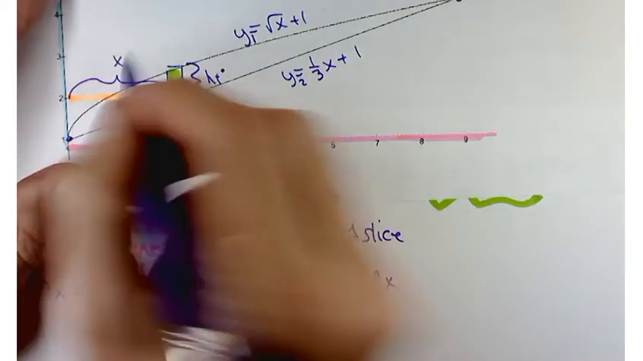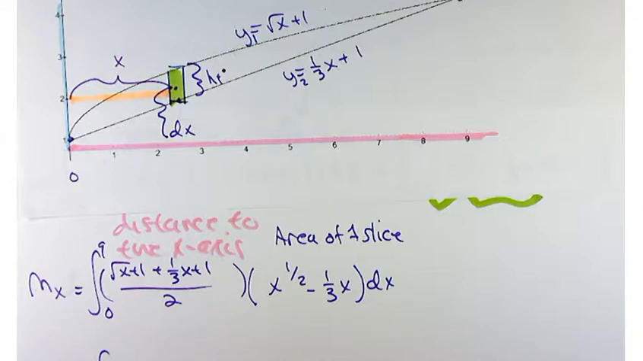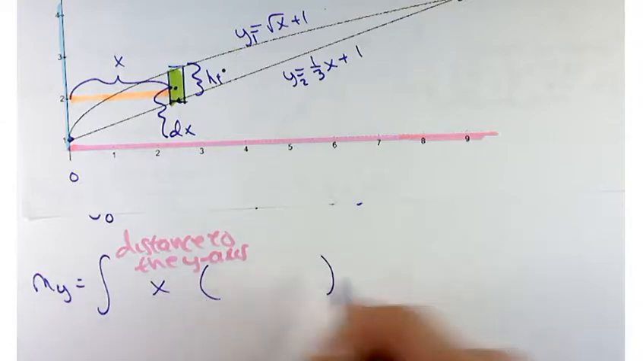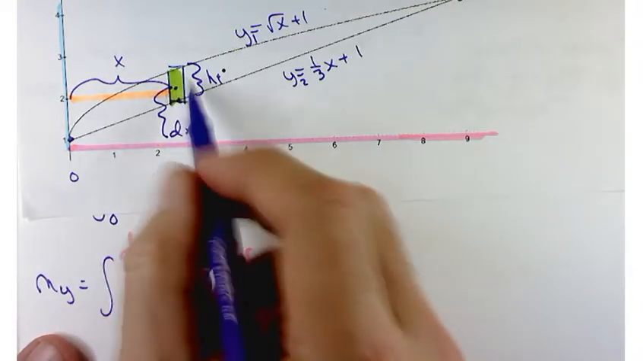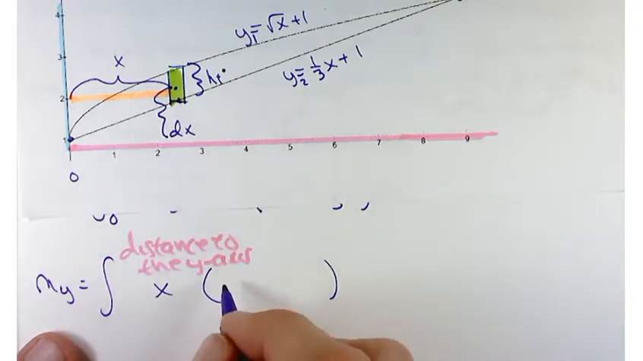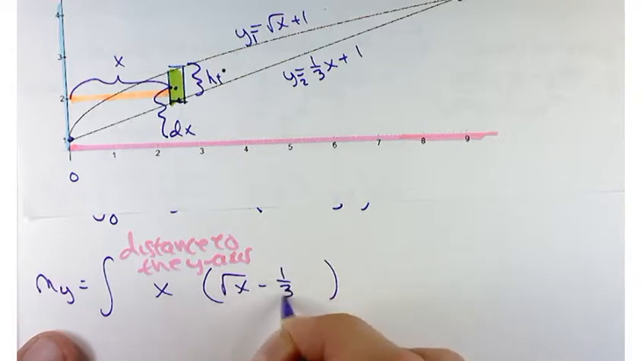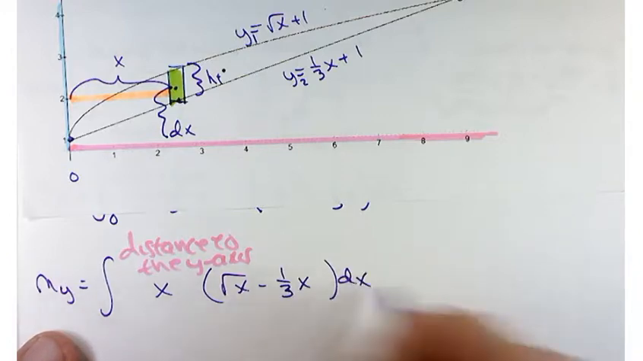That distance is just x. So the distance to the y-axis is just x. So it's just x, again, times the area of that slice. And the area of that slice is going to be the square root of x minus 1/3 x times dx.